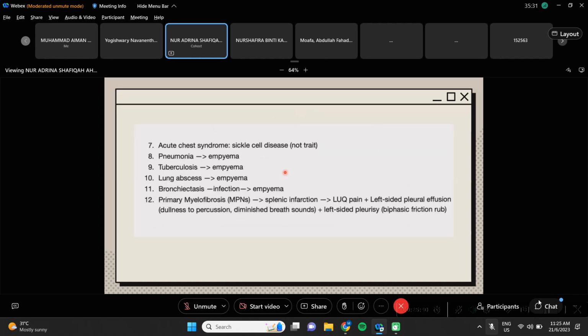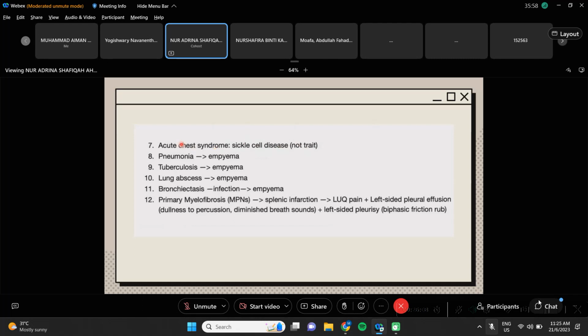All right, so now we move on to another question. Acute chest syndrome or sickle cell disease. What do you guys think? Is this transudative or exudative? Exudative. True. It should be exudative because it can cause inflammation, right? Sickle cell disease and whatnot.